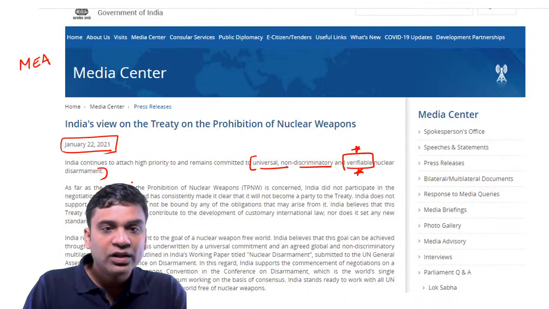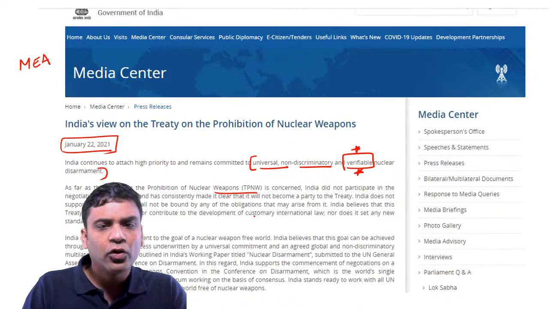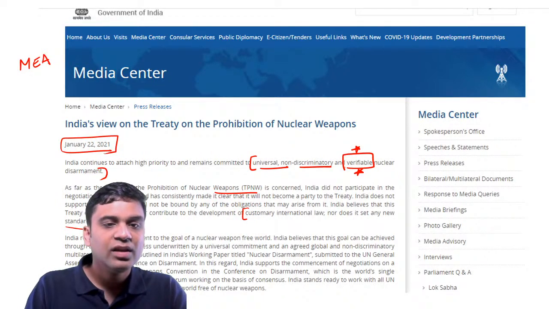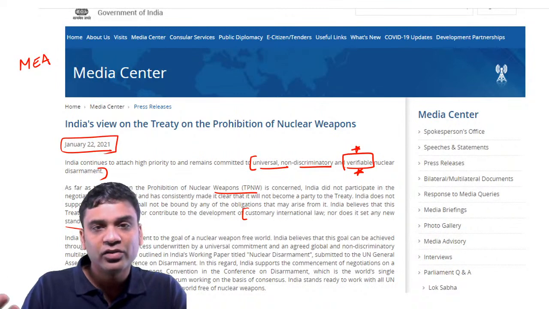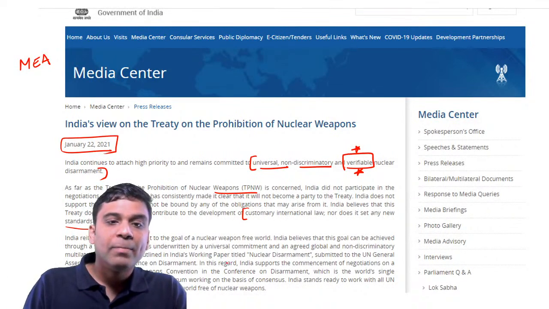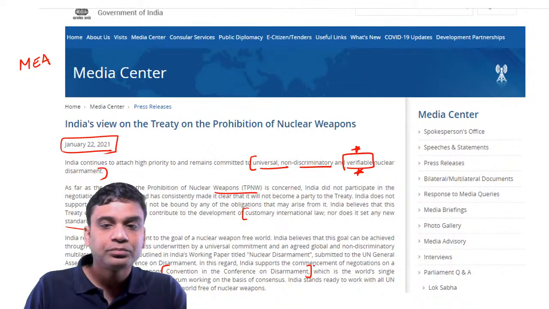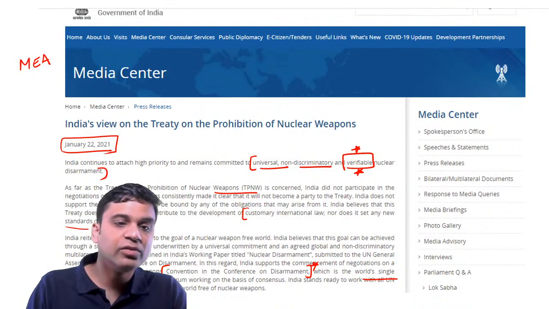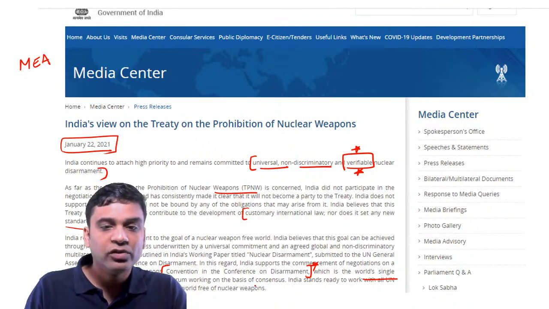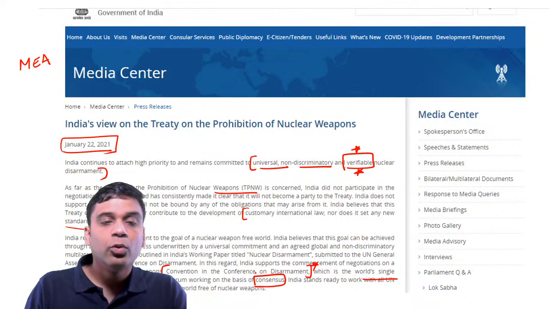Whatever the TPNW is, it is not part of customary international law. It doesn't have any standards or norms. There are no new standards or norms. And India has also said that we support the convention in the Conference on Disarmament. It is the world's single largest multilateral disarmament forum, and it works on consensus. So we support that.